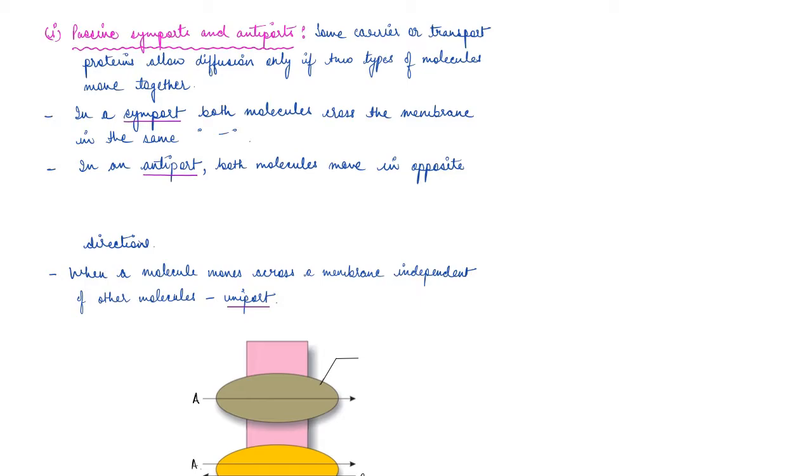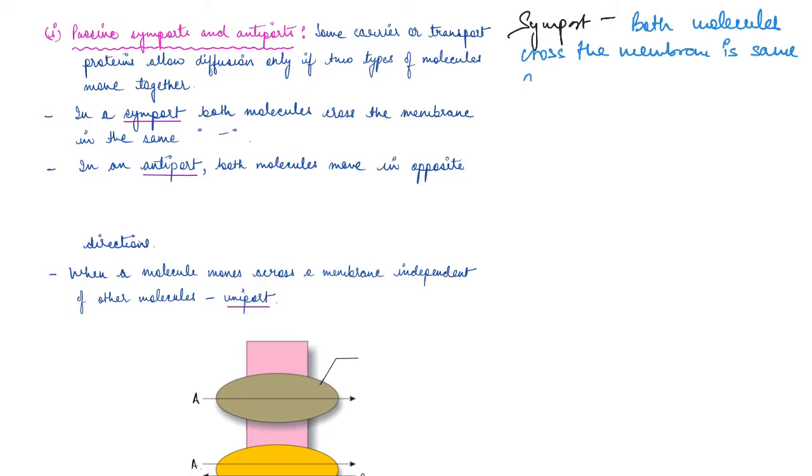So in symport, both molecules cross the membrane in the same direction, right? What happens in antiport?